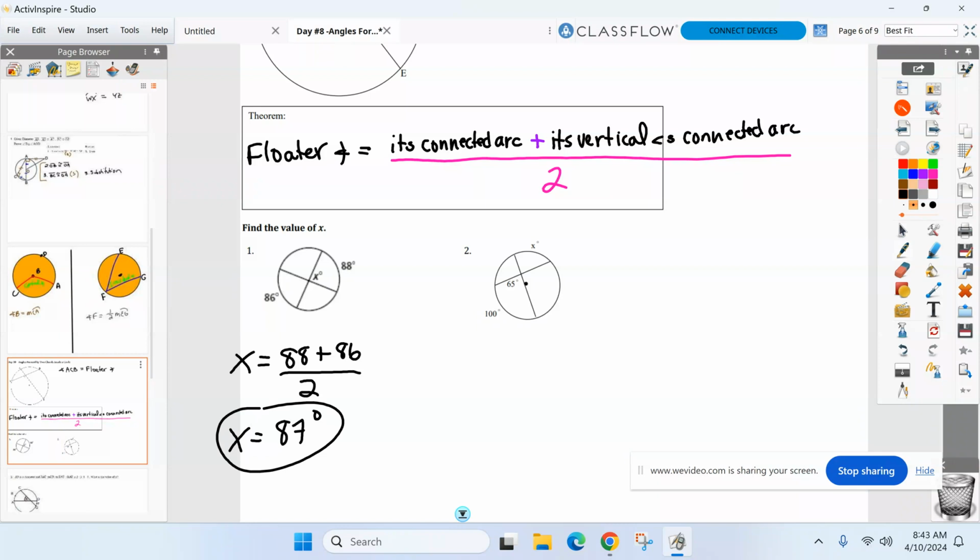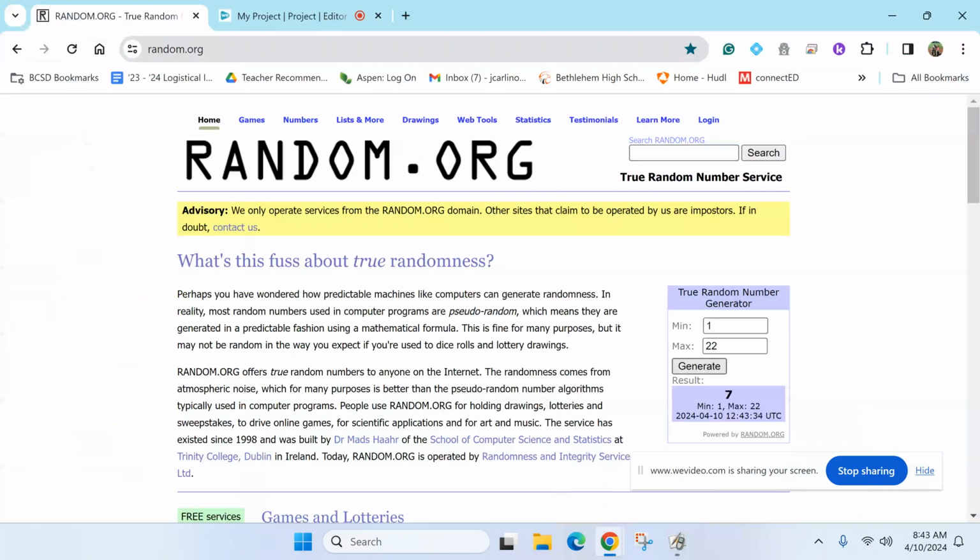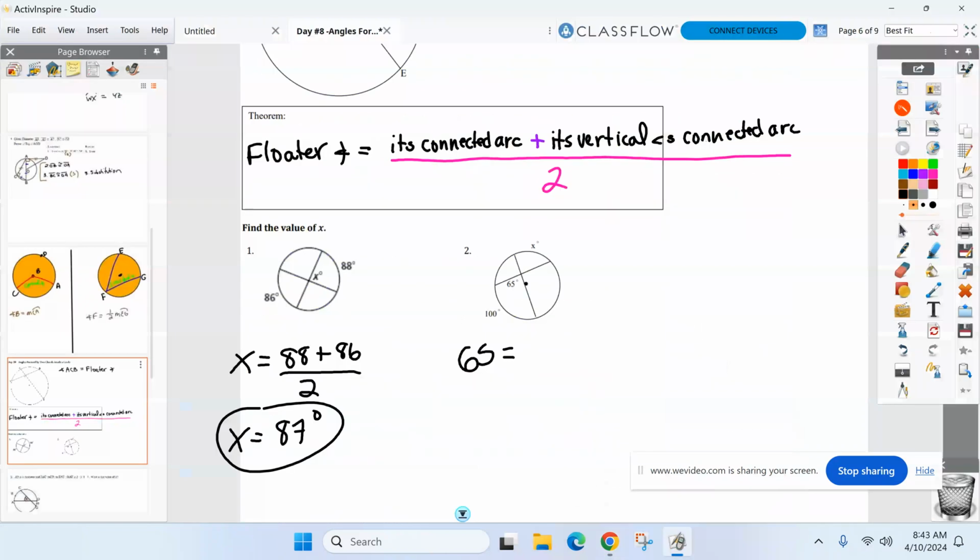All right, next up. I could give you the floater and ask for the arc now. Everyone sees 65, not central, not inscribed, it's a floater. So I'm giving you the floater. I'm going to start this off with 65 equals. I already know the floater. Drew, the floater angle belongs to what connected arc?